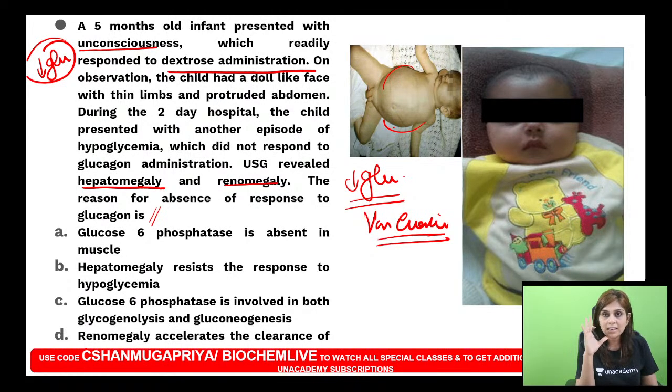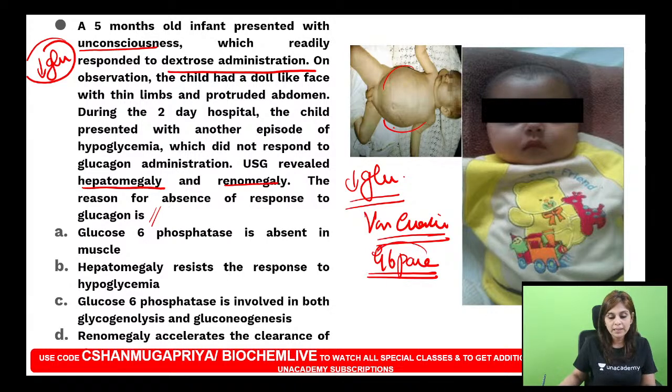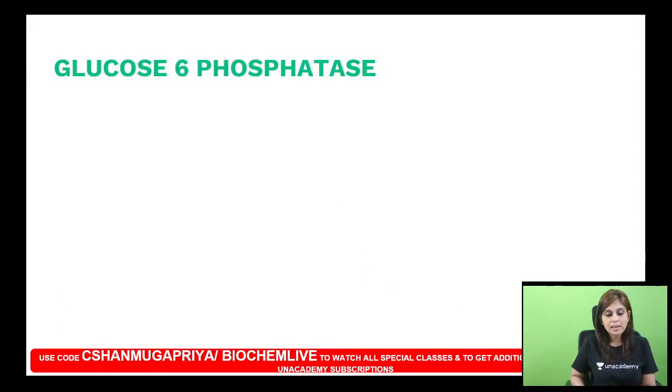This is the only disorder which presents that way. And this Von Gierke's disease is caused by a defect of glucose 6-phosphatase. Von Gierke's, a type 1 glycogen storage disorder, is caused by a defect of glucose 6-phosphatase. So why should this disorder present with hypoglycemia which does not respond to counter-regulatory hormone? It is because of the way glucose 6-phosphatase acts.